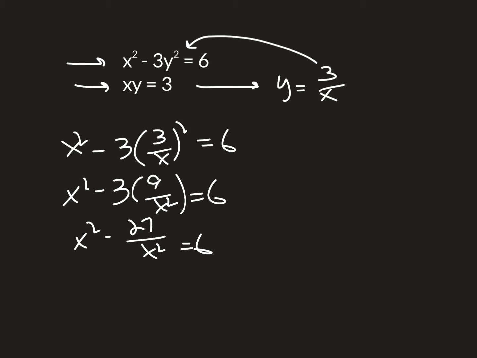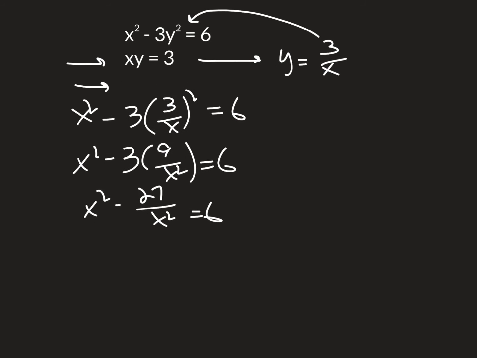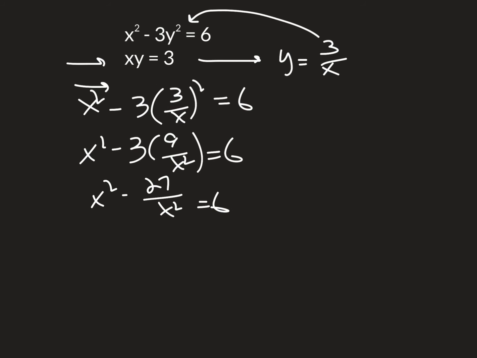All right, then what I'm going to do, because I don't like the fraction in there, I'm going to multiply everything by the LCD, which is x squared. Multiplying everything up there by x squared gives me x to the 4th. The x squared would cancel here, just 27, and I would get 6x squared there. So I'm going to move the 6x squared over and try to factor.